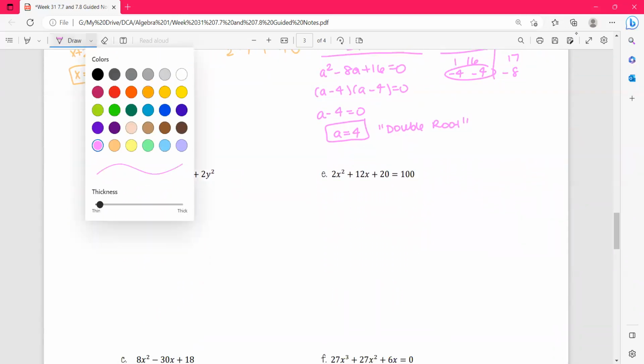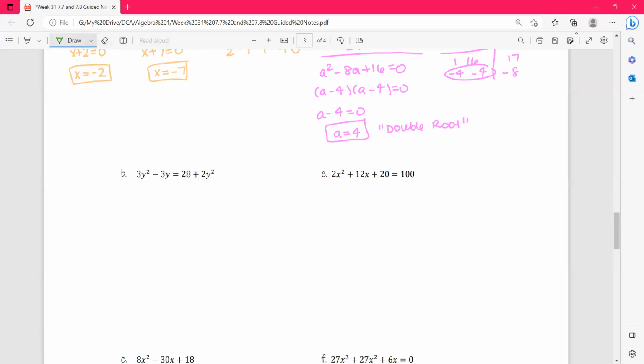Let's try out B. Notice not everything is on one side, so my very first thing is to get it on one side. Here's the 3y squared. That's the greatest squared term, right? The leading coefficient with the highest degree. So I'm going to subtract the 2y squared and combine like terms over here to keep that term positive. Then I'll bring down everything else I have. I've got to move the 28 over, so we'll subtract it over. Y squared minus 3y minus 28 equals 0.